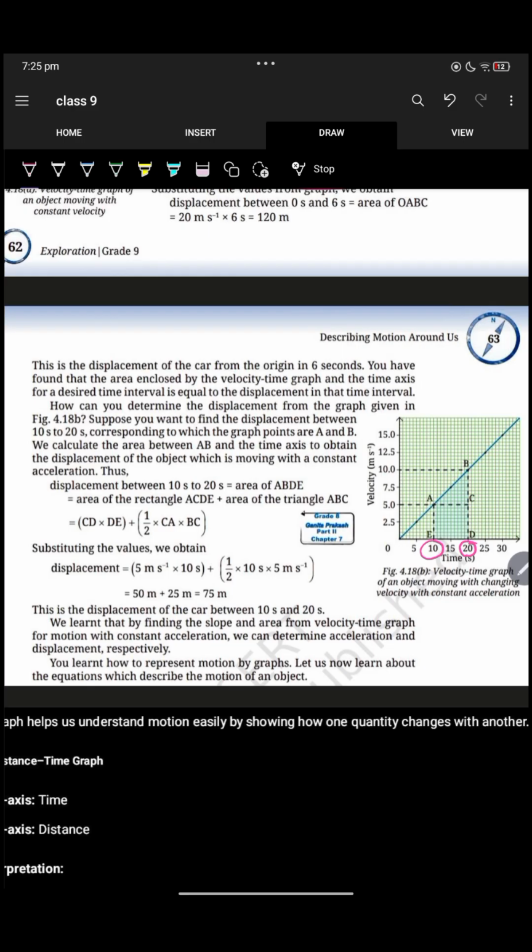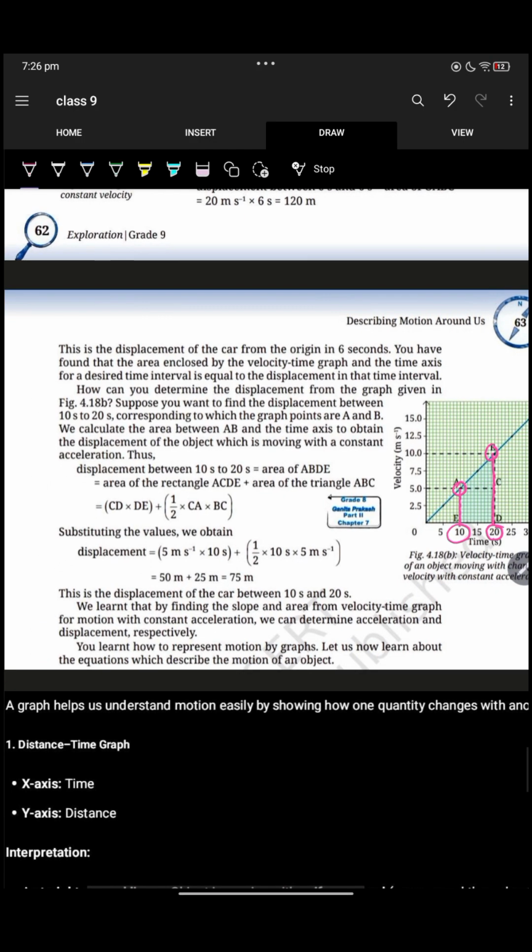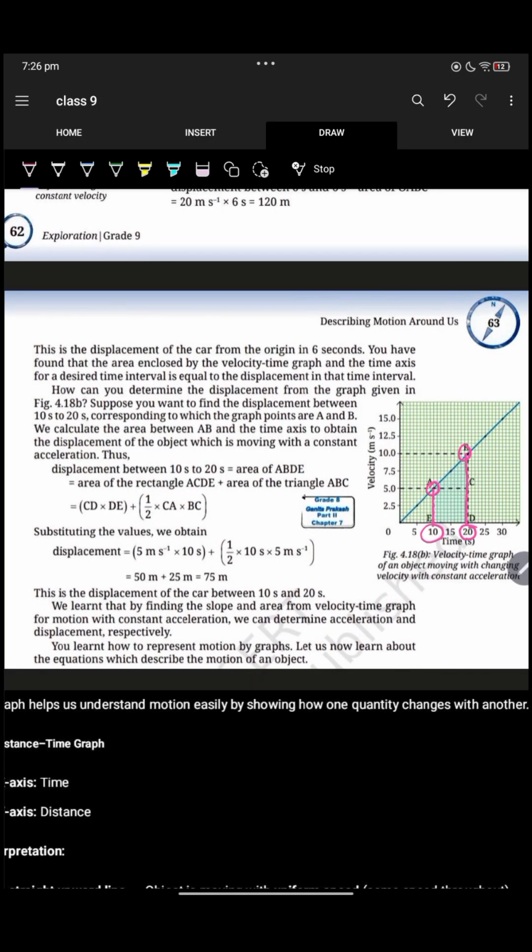So if this is it, you will draw a line from 10 second to the plot meeting at A. Draw a line from 20 second to the plot meeting at B. Now you get the area under the plot as what? It is ABDE. See, area of ABDE. That is it. Now you have to divide it in this manner.